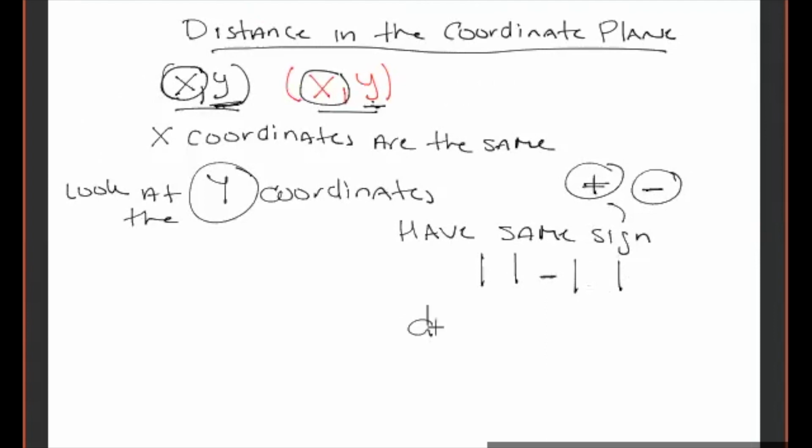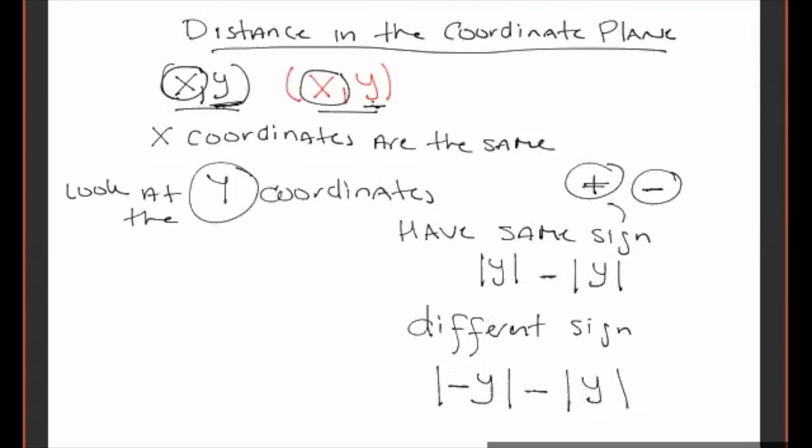If they have different signs, they have the same signs here. If they have different signs, meaning y will be negative, for instance, minus y, you're going to add this time around. You're not going to subtract. You're going to add them. And we're going to show you an example when you have same x coordinates. If the y coordinates are the same, then you're just going to look at the x coordinates.